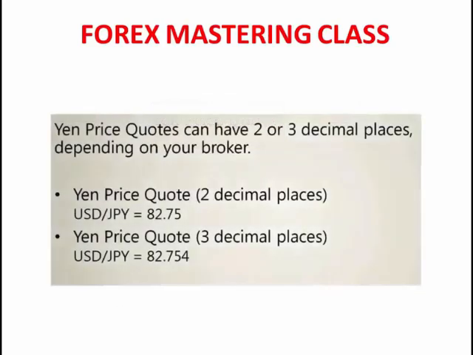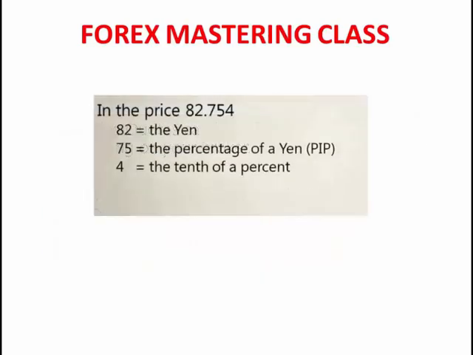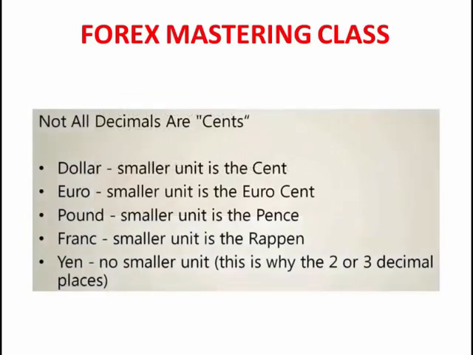Yen price quotes talk about the 2 or 3 decimal places, as you can see on the screen. The same thing goes for the way we count. We did the other ones. So we have the 82 is the yen, 75% of that yen. Then we have the 10th of that percentage.